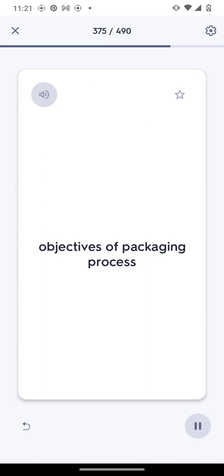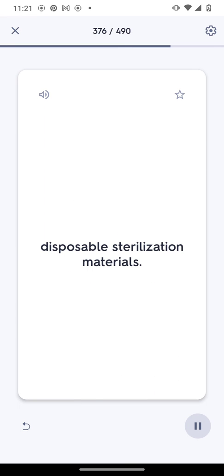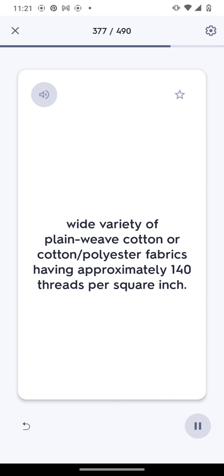Objectives of the packaging process: allow penetration of the chosen sterilant, maintain sterility of package contents, and allow for being opened aseptically. Disposable sterilization materials: pouches, non-woven wrap. Muslin: a wide variety of plain weave cotton or cotton polyester fabrics having approximately 140 threads per square inch.